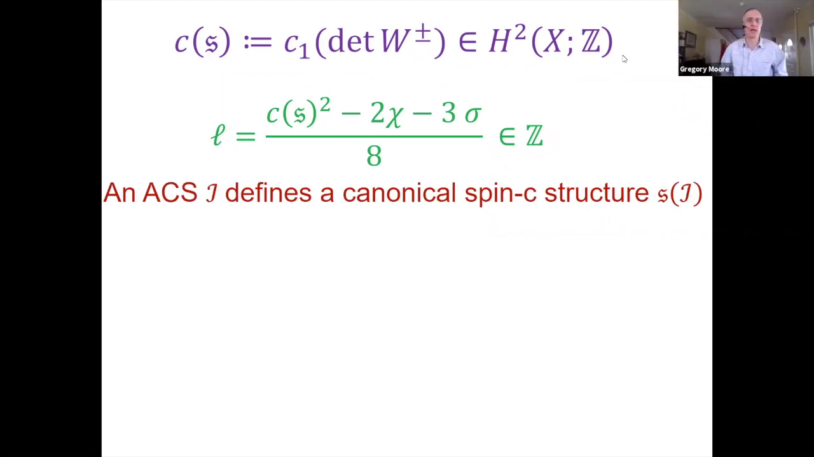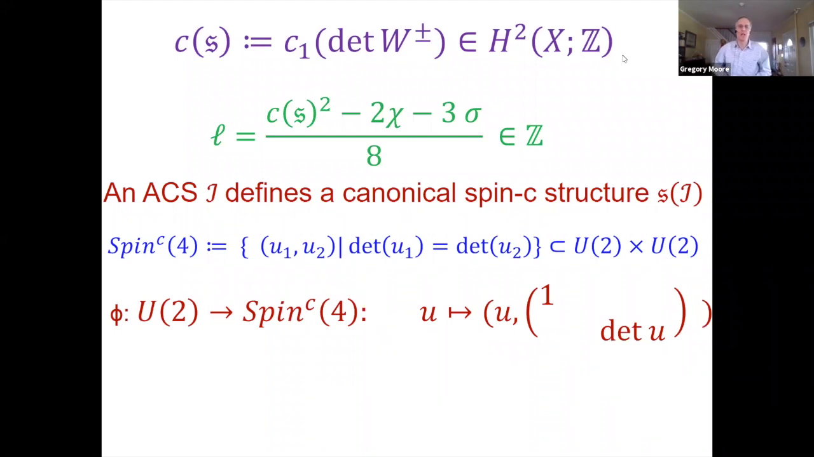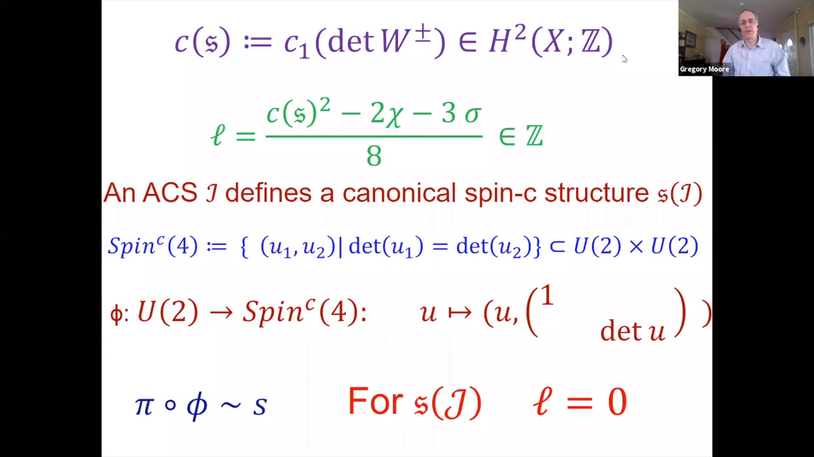Now another little math fact is that an almost complex structure defines a canonical spin C structure. And the way that works is you can write a nice homomorphism, phi, from U(2) into spin C(4). So the first element is just the unitary matrix itself, and the second one is this funny unitary matrix with the same determinant as U. And then you can check that if you compose with the homomorphism to SO(4), it's conjugate to the standard embedding of U(2) into SO(4). And for that canonical spin C structure, this integer L, which is important to us, is 0.